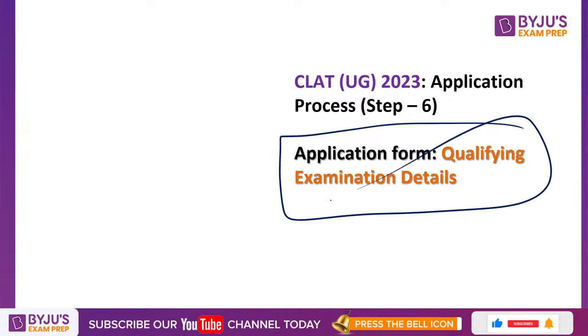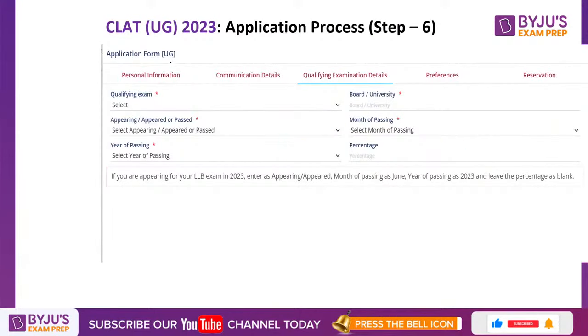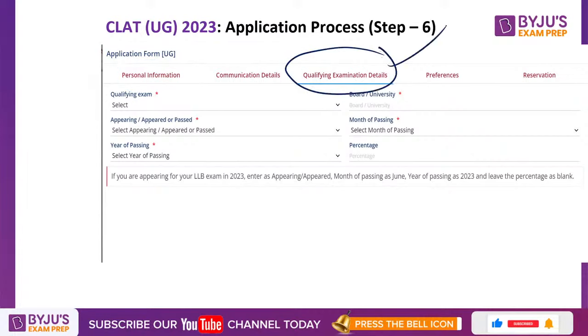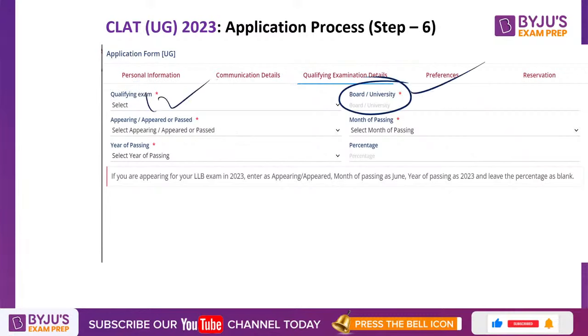Then they will be asking qualifying examination details. So first personal information, then communication details, then qualifying examination details. Here it is. In qualifying examination you have to fill the board or university. Let's say 12th pass, whichever is the board, the state board or the CBSE, ICSE, whatever is the case.